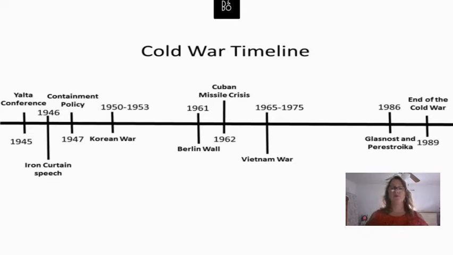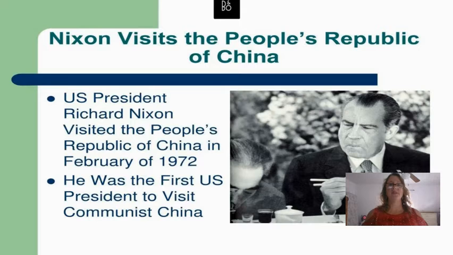The Berlin Wall was built in 1961. We looked at the Cuban Missile Crisis of 1962. I'm going to touch on the Vietnam War in today's lesson, Glasnost and Perestroika also, and then what happened to end the Cold War.